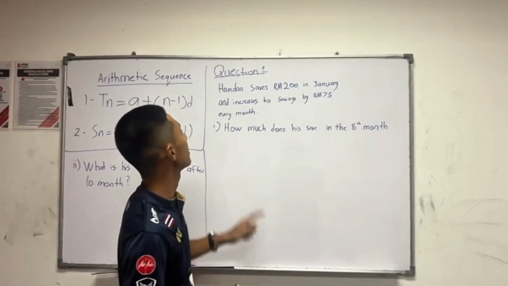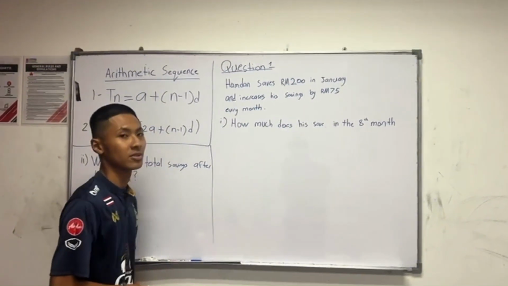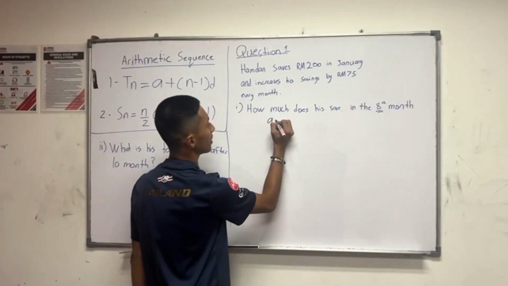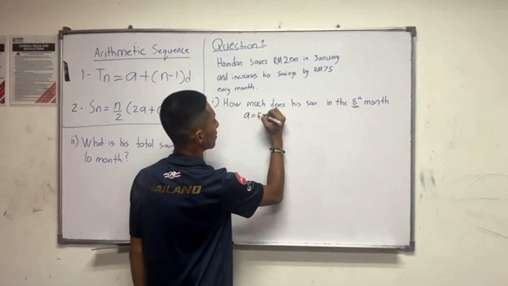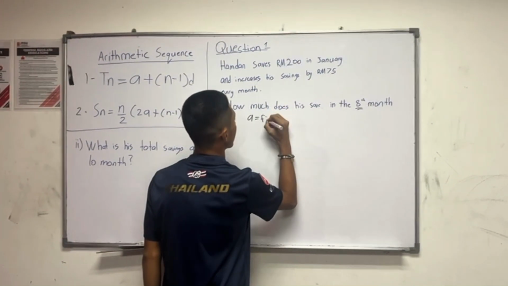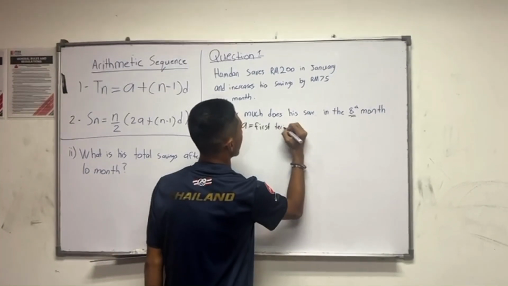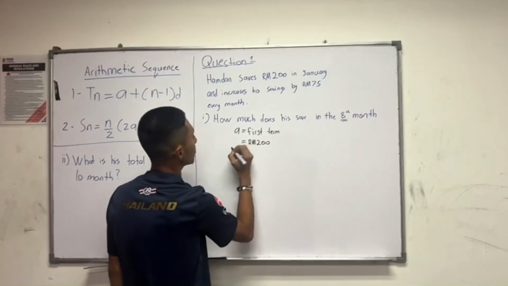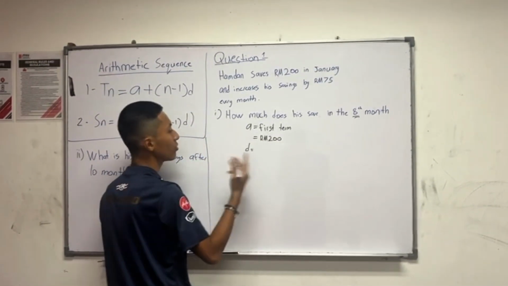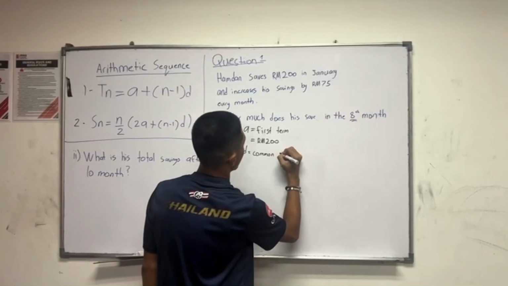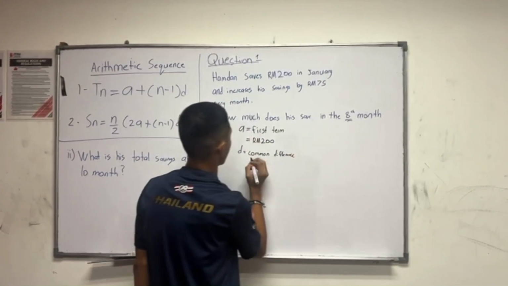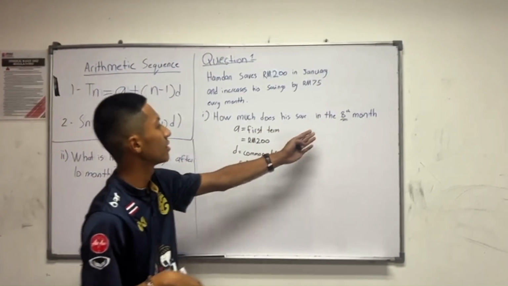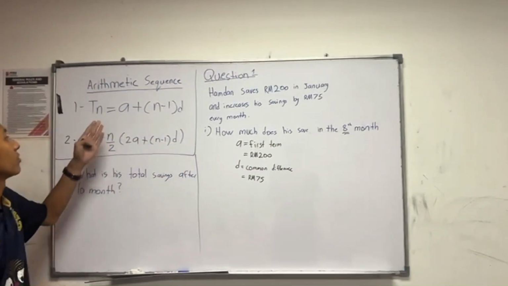Hamdan saved 200 in January and increases his saving by 700 every month. So how much does he save every month? First thing first, we have to find a. a is the first term, which is 200. Second, we have to find the common difference, which is 700. The question is for 8 months, so we have to do the problem.